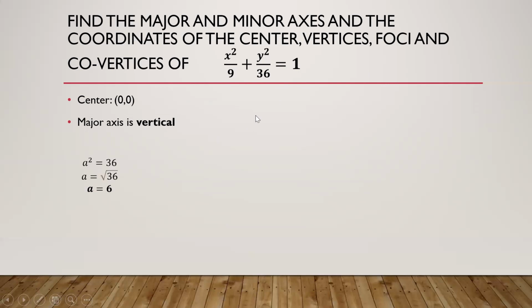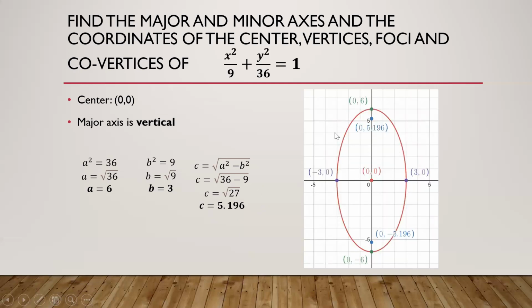So we find our a, b, and c. Since we already know that a squared is 36, we simply have to find its square root, which is 6. We do the same with b squared, which is 9. So the square root of 9 is 3. Then for our c, we follow this formula: the square root of a squared minus b squared. So that gives us 5.196. If we try to plot it, it gives us this ellipse.